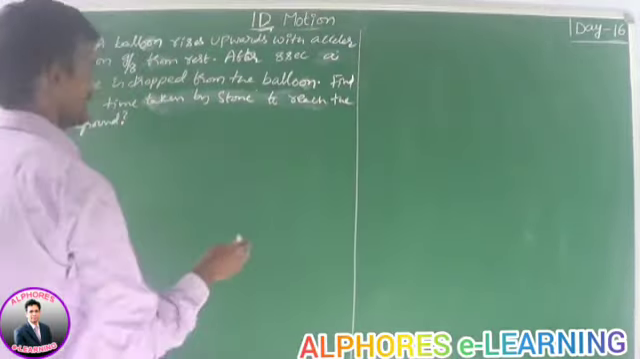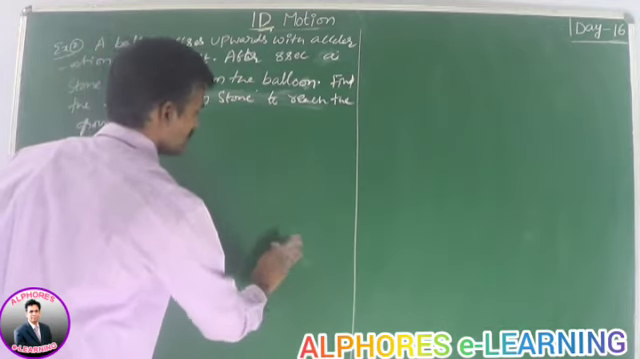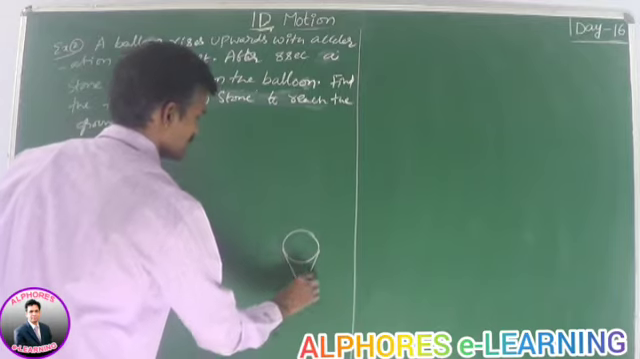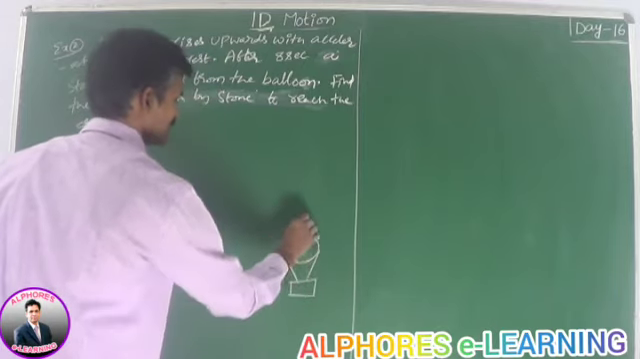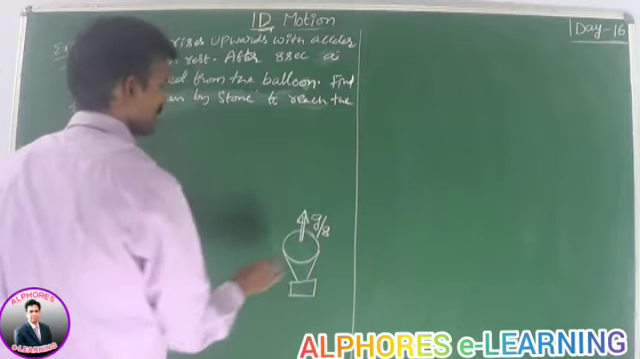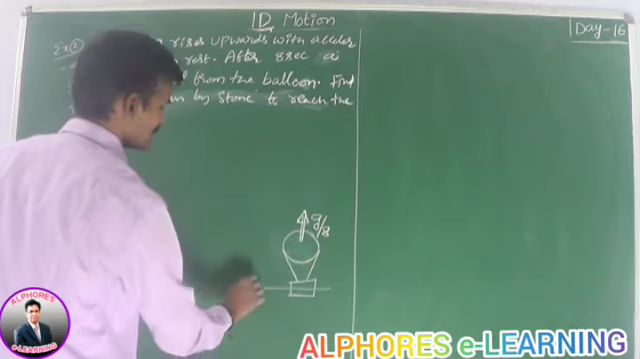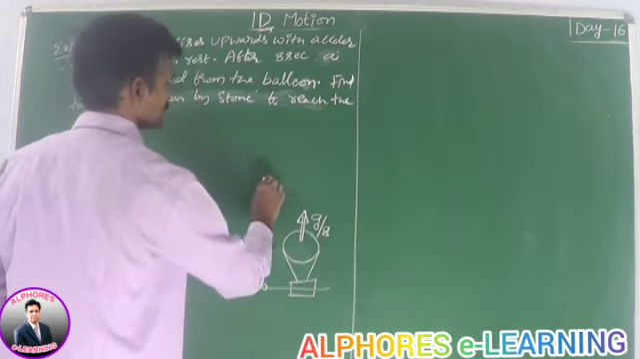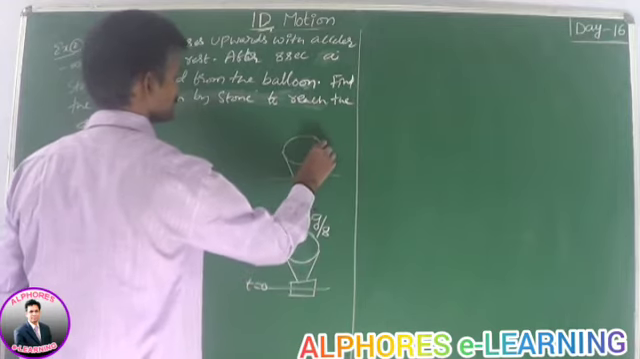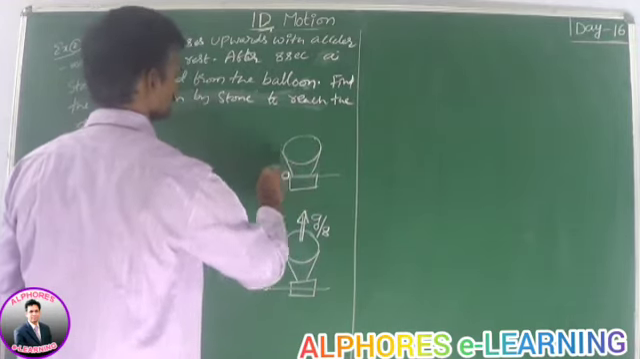So, I am taking a small diagram. Suppose this is the balloon. It is rising upwards with acceleration g by 8. After some time, 8 seconds, suppose here it is t equal to 0. Suppose this is the situation, it is t equal to 8 seconds. At this time, a stone is dropped.